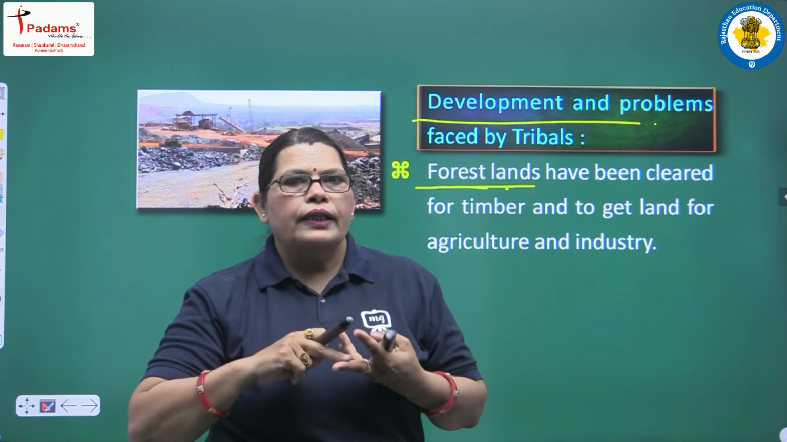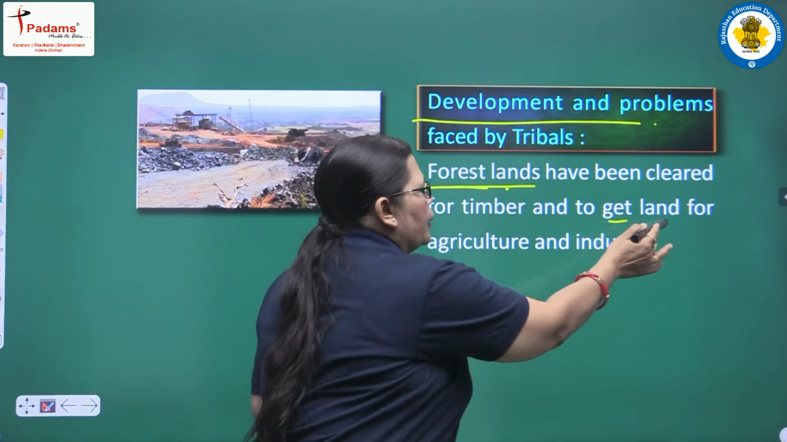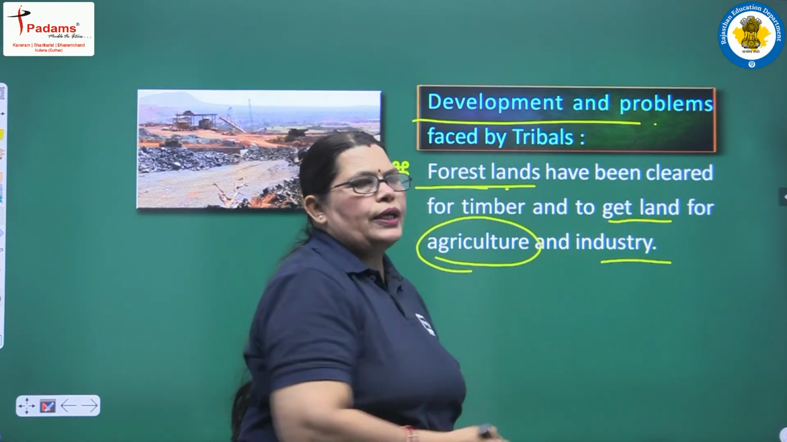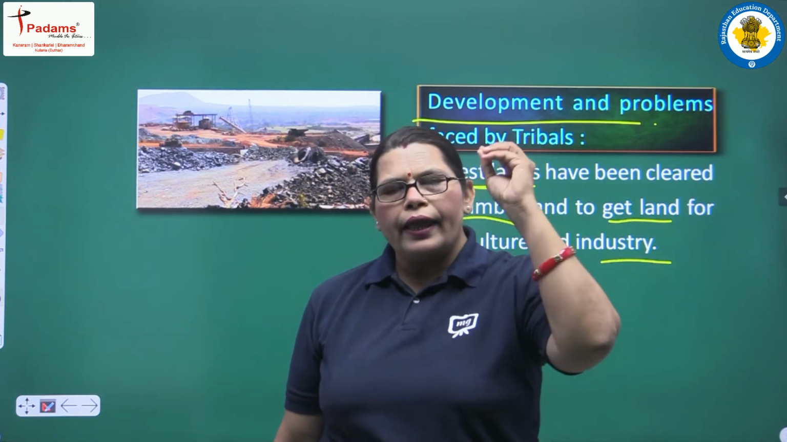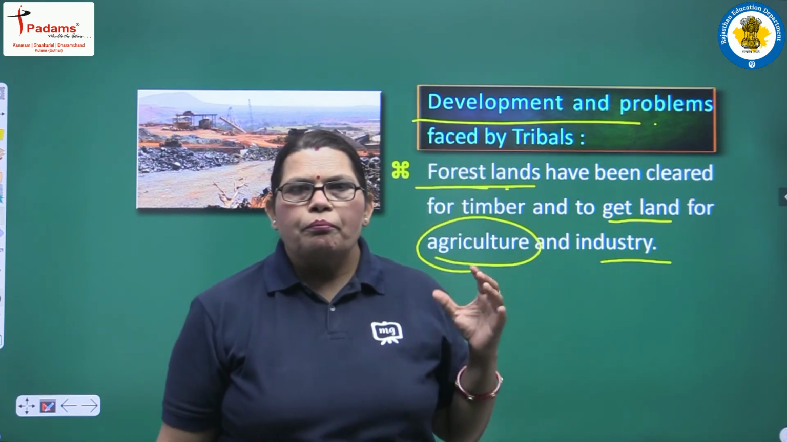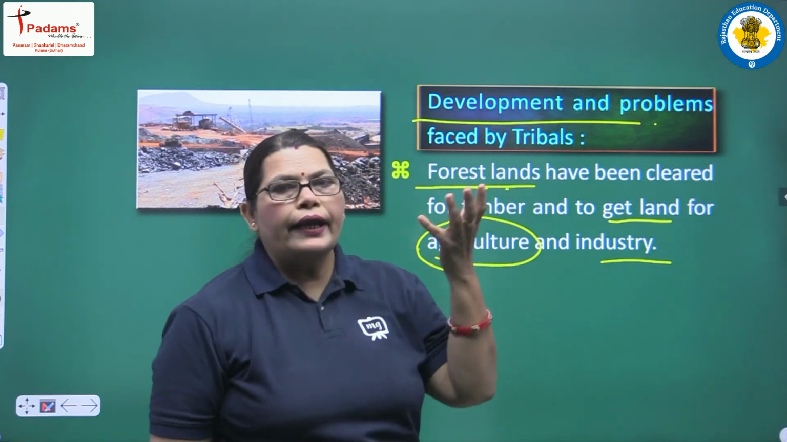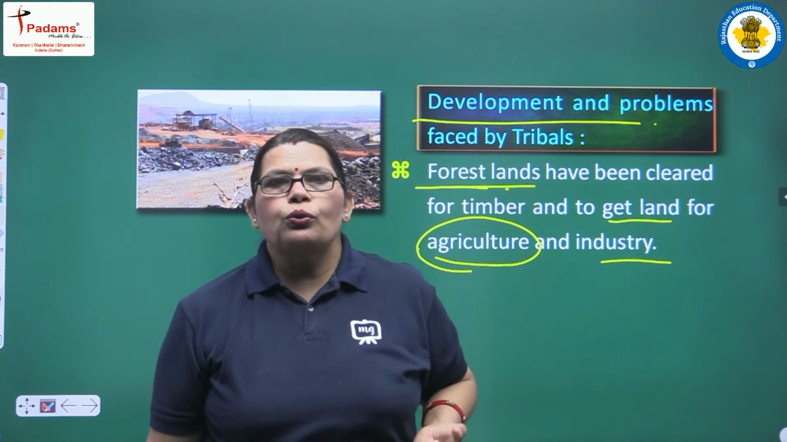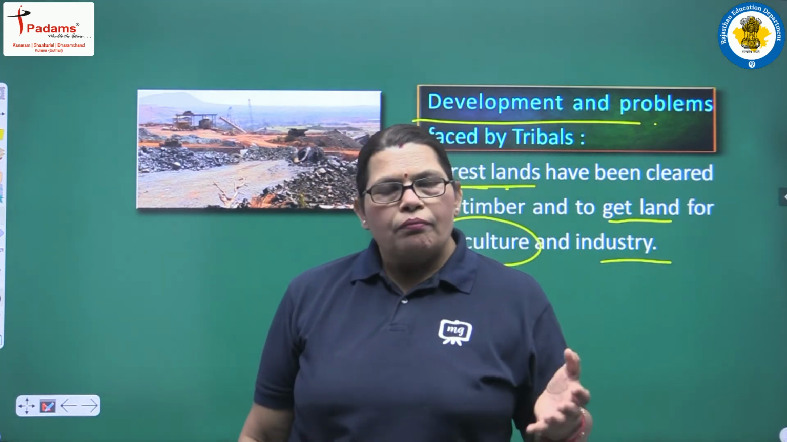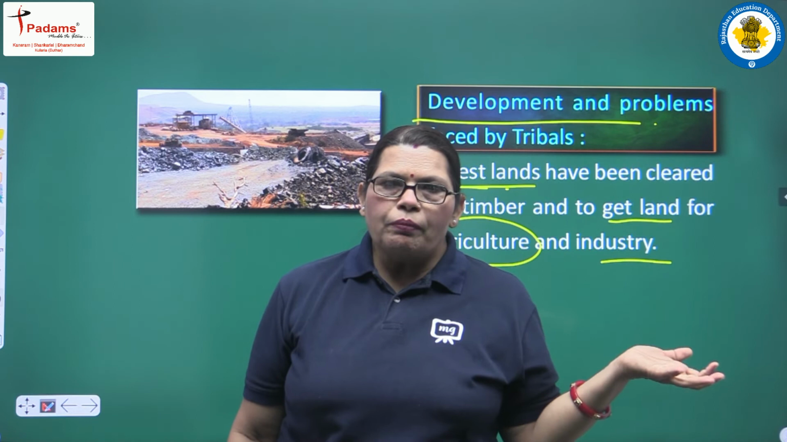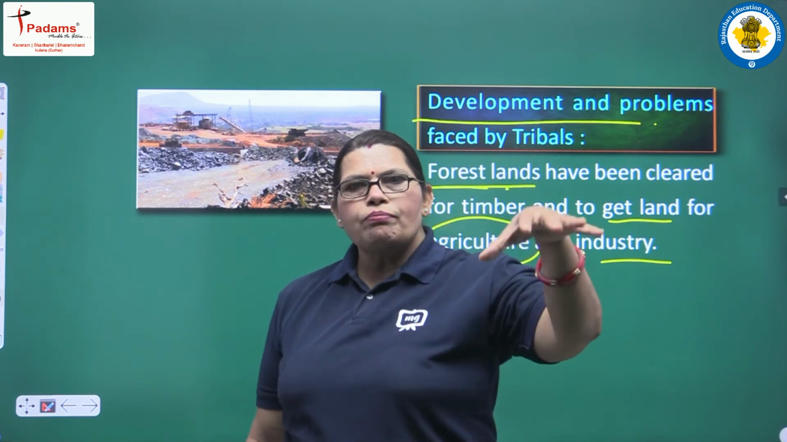Yes, we had discussed that for the purpose of timber, a lot of forest lands have been cleared, to get land for agriculture and industries for the development of our India or any country. Students, this is the main problem faced by the tribal peoples, because they want to capture the land, and in place of that, agriculture and industrialization is the development. But what's the condition of the tribal peoples, what's the condition of the Adivasis? They lost their own identity from that place.